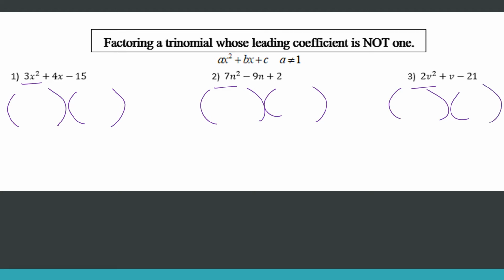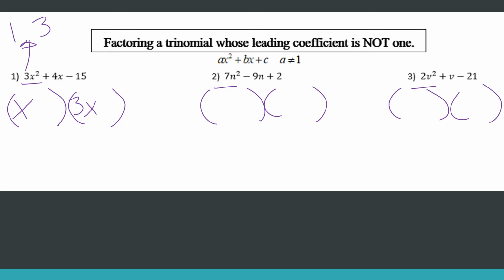But I have a little bit more to look at now because I don't just want to get x squared or n squared or v squared at the beginning. I have to get a number with that squared. So like here on the first one, I know I need to get 3 when I multiply. The only combination is 1 and 3. So that means I need 1x and I need 3x. So that when I distribute, I would end up with that 3x squared.